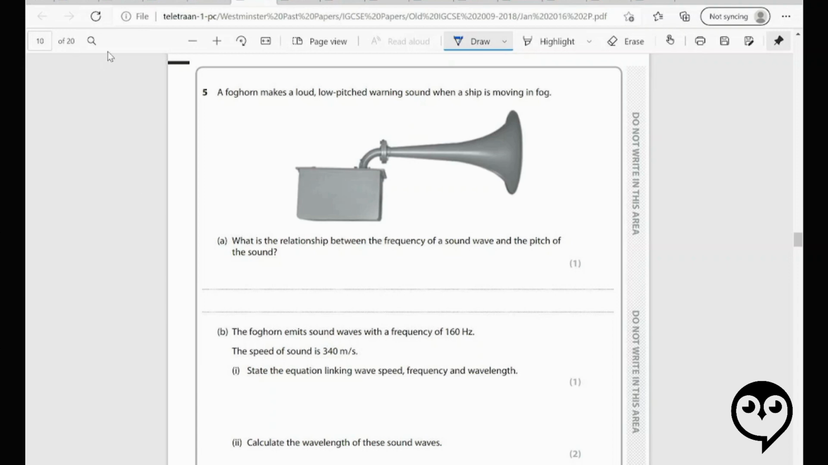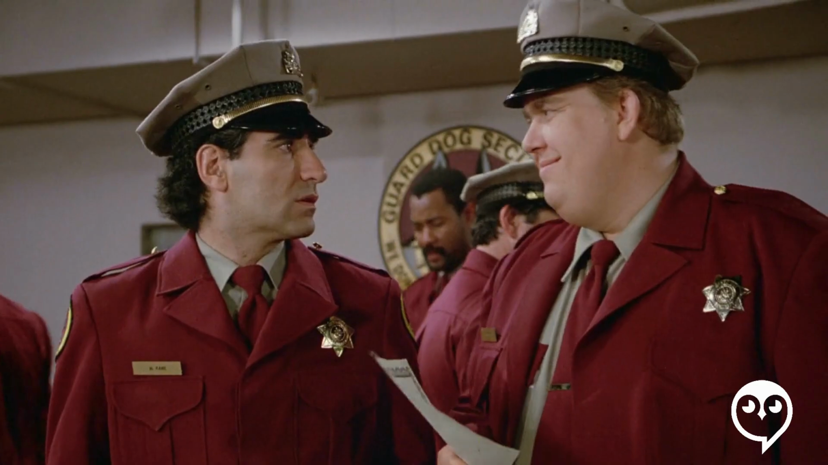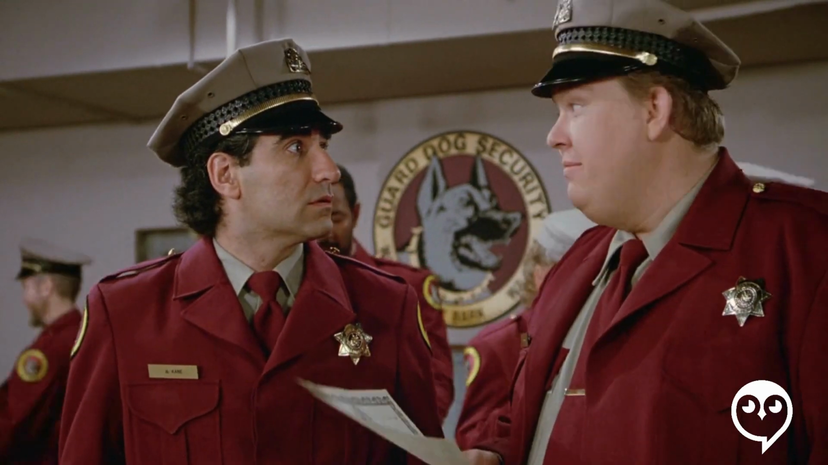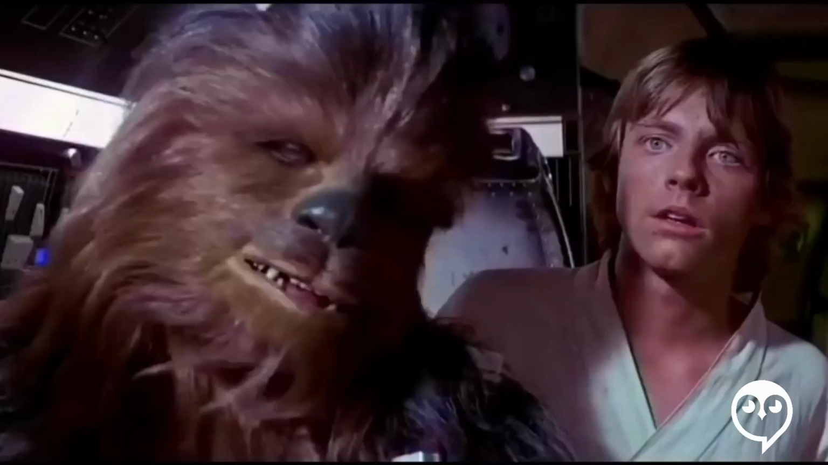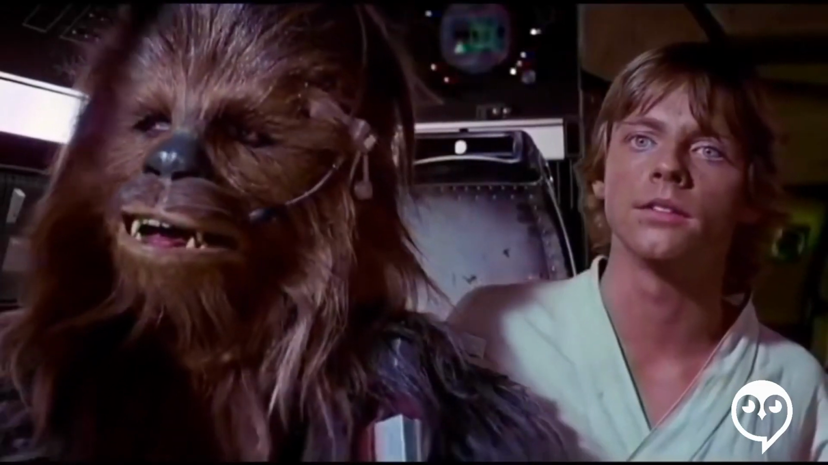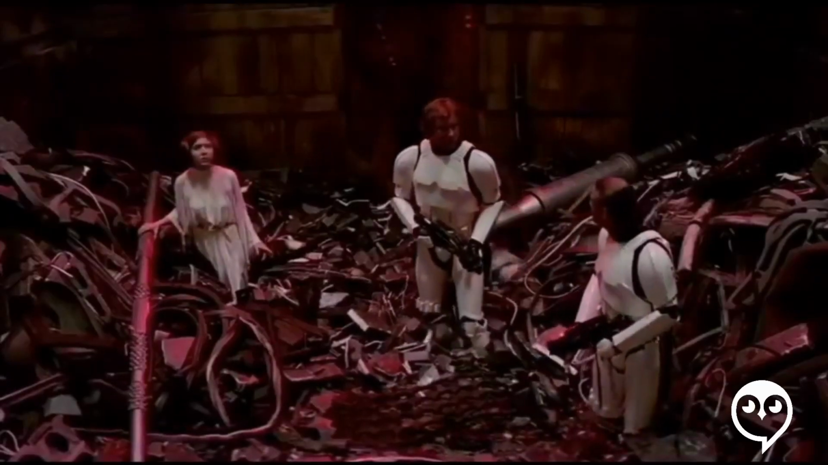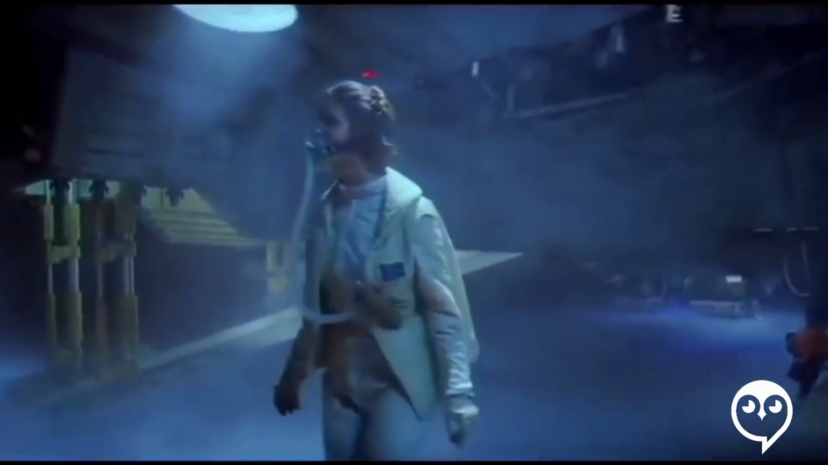All right, I've got a paper 2 from January 2016 here, and what's the relationship between frequency and pitch? I would say they are the same thing. That's it? Yeah, that's it. Just like that, huh? I have a very bad feeling about this.